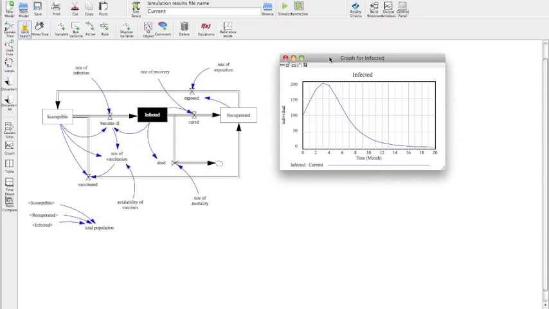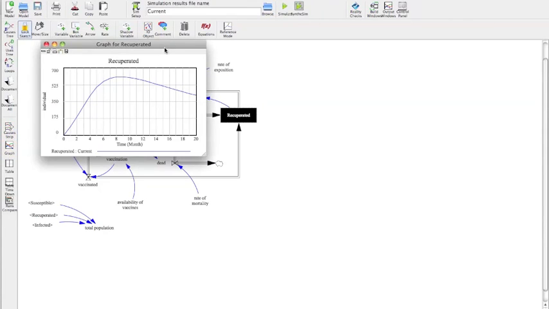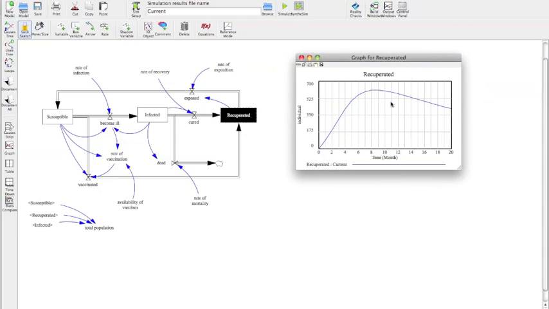As we saw, essentially there was a peak in the infection. It starts at 100 and then goes up to nearly 200 and then starts dropping as people recover over the 20-month period. And if you look at the recovered, same story. It starts at 0, but as people start getting recovered, it grows and then sort of tapers off as the system stabilizes.